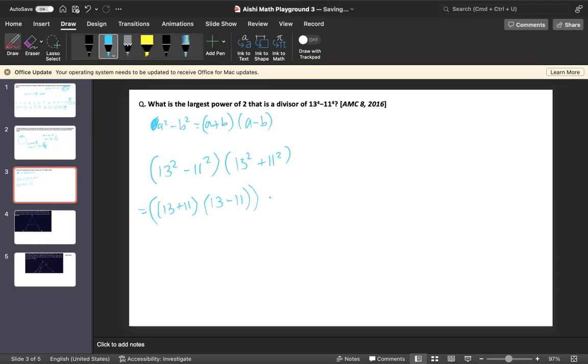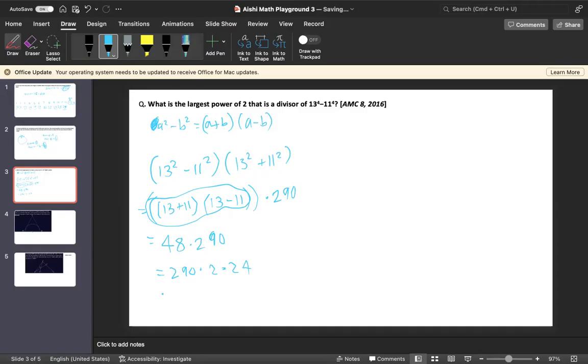And now this would become 169 plus 121, which is 290. So this whole part would become 48 times 290. Okay, so we can write this as 290 times 2 times 24.